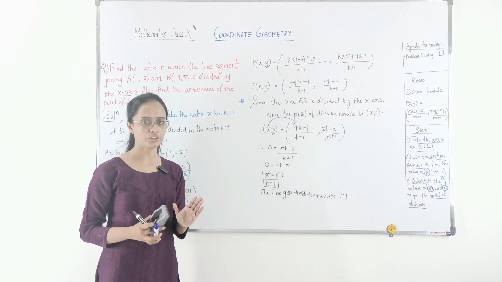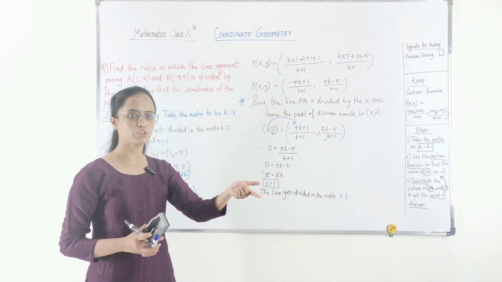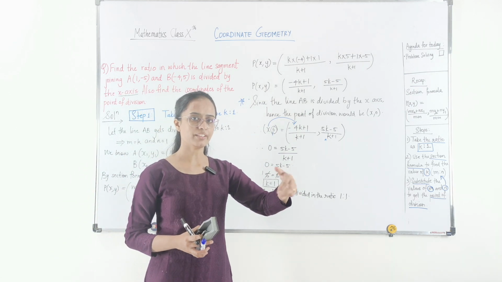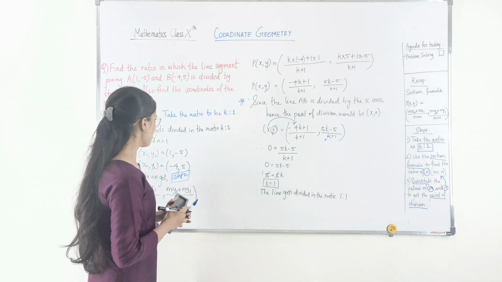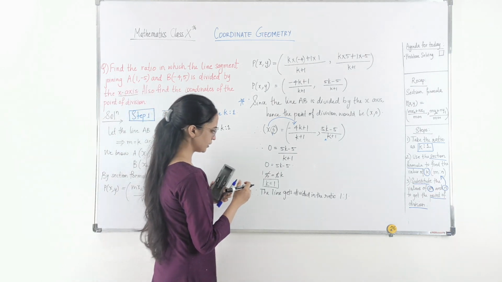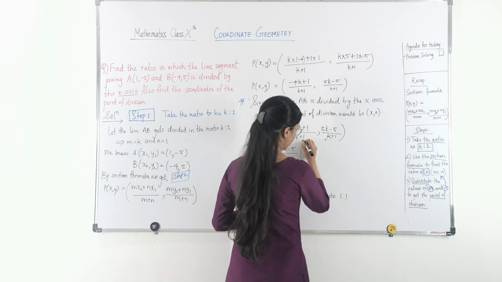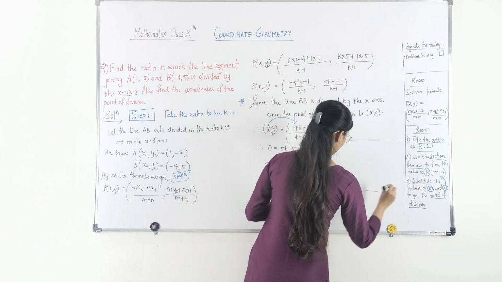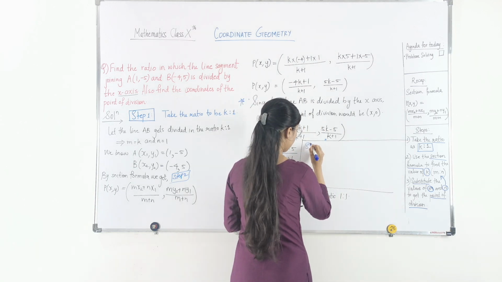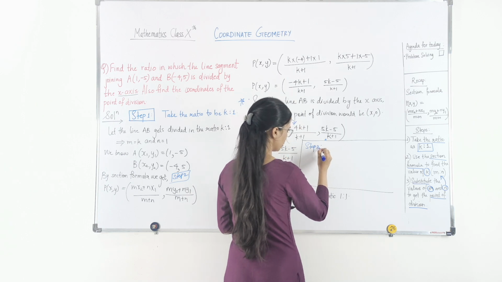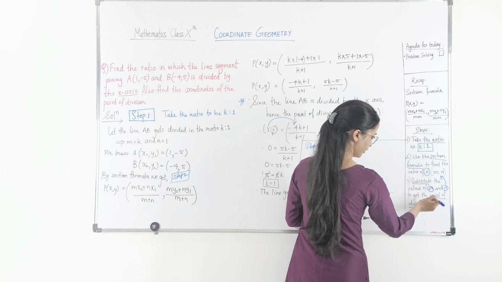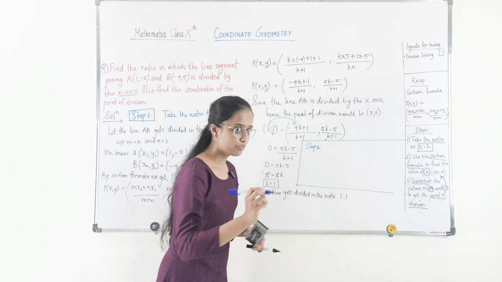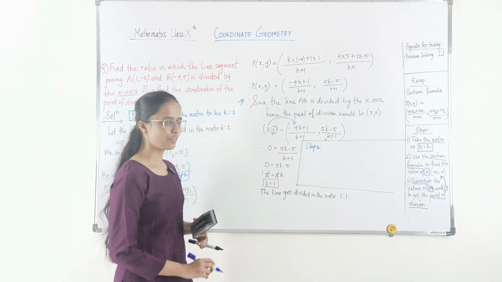Are we done with the question? No, we are still supposed to find the point of division. That is part 2 of the question and step 3 of the approach. So now let's start with step number 3. I'll be writing step number 3 over here. So again, in step number 3, what you're supposed to do? You're supposed to substitute the value of m and n to get the point of division. Now, where you're supposed to substitute the value of m and n?